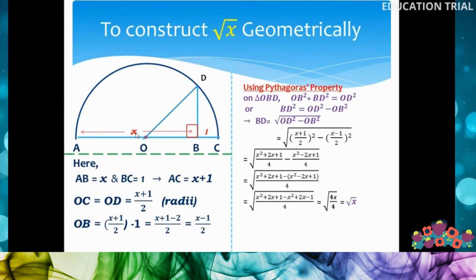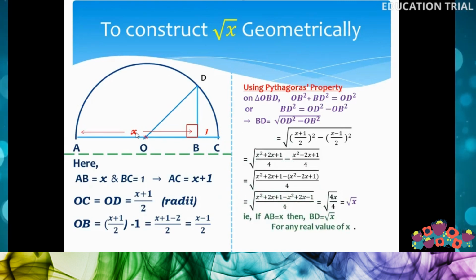From this we can conclude that in this type of construction, whenever the value of AB becomes x, the value of BD here will become square root of x. This happens for any real value of x, so we can do the construction with the required value for which we want to construct the square root. With x in AB, we can find the square root of that value in BD.